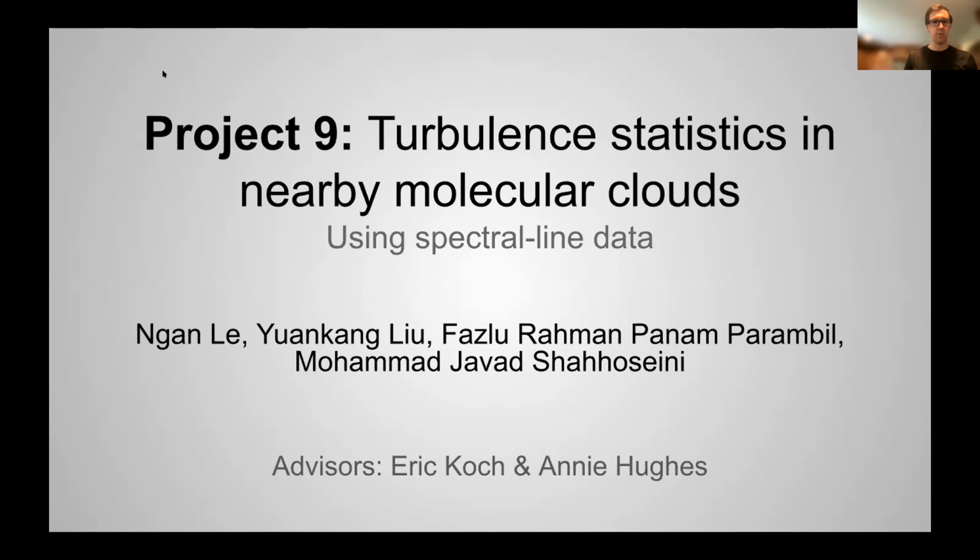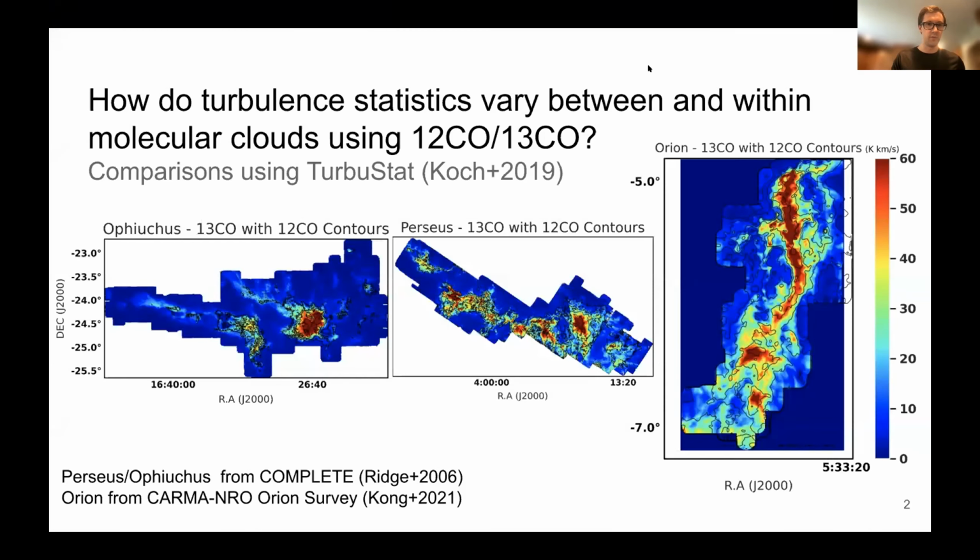So we were exploring turbulence statistics in nearby molecular clouds using spectral line data cubes. Specifically, the group was looking at Ophiuchus, Perseus, and Orion, three very nearby molecular clouds in their 12CO and 13CO 1-to-0 transitions. Each pixel in these maps has an associated spectrum, and we can use that spectral and spatial information to infer turbulence properties in these clouds.